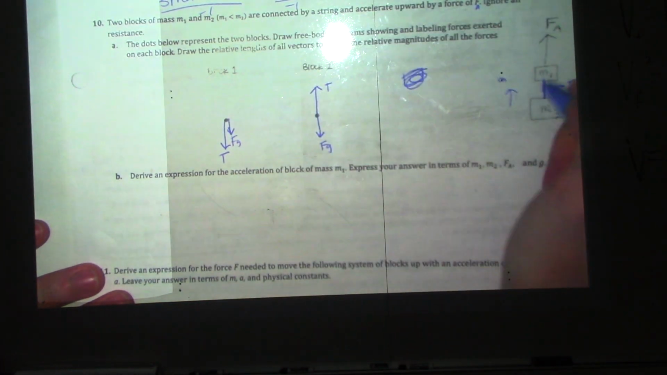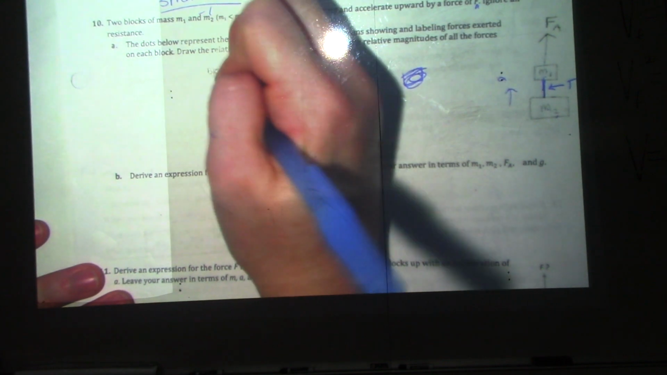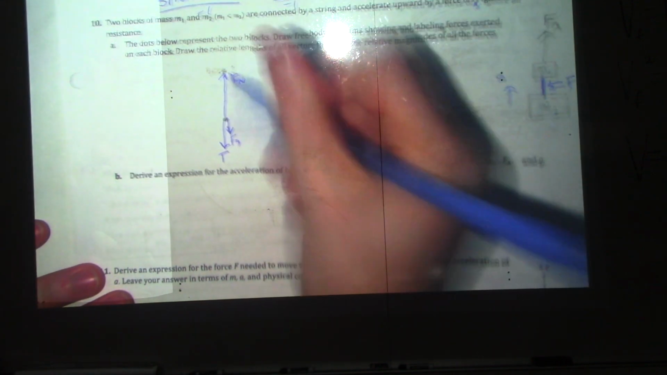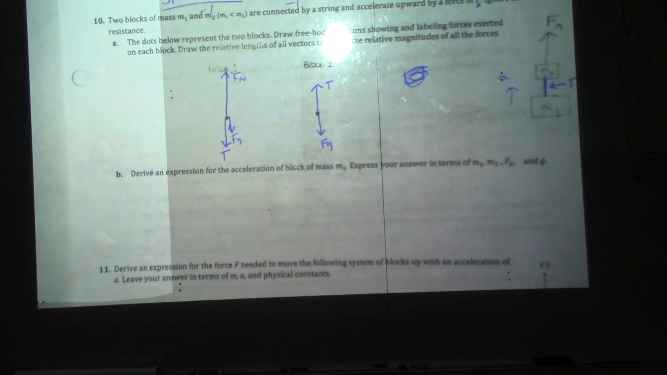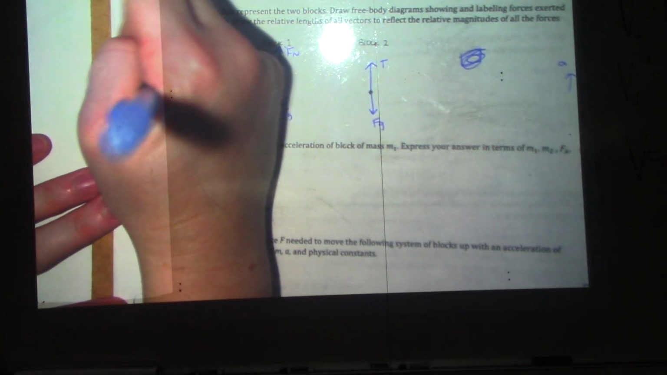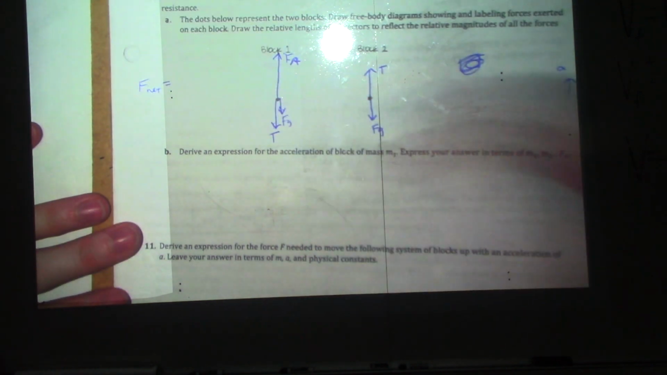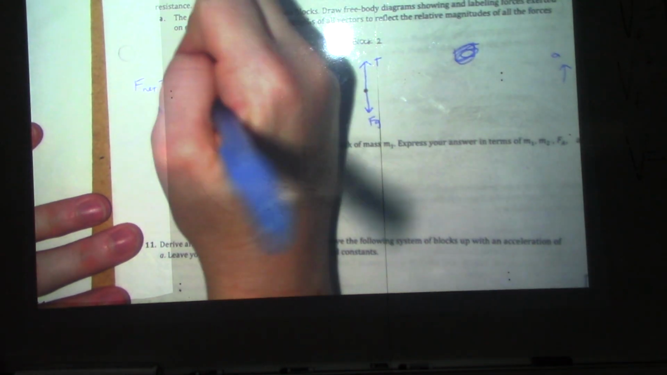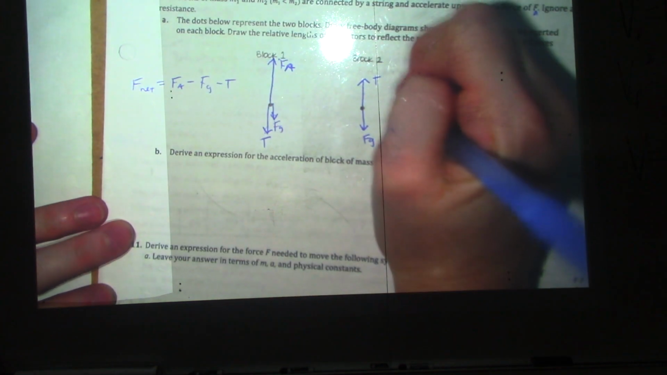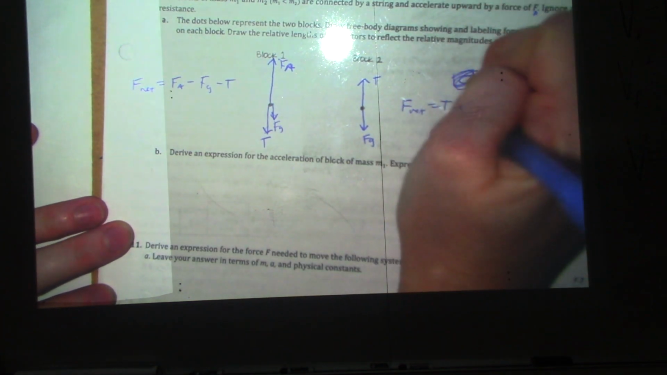And then lastly, M1 feels this F applied upwards, and you need to make sure that this is greater than these two combined, which looks like mine is. Now we can write our net force equation. That's not Fn, that's definitely F applied, sorry. There is no normal force because it's not on a surface. For M1 this is F applied minus both of these, so minus Fg minus tension. For M2, this is just tension minus Fg.